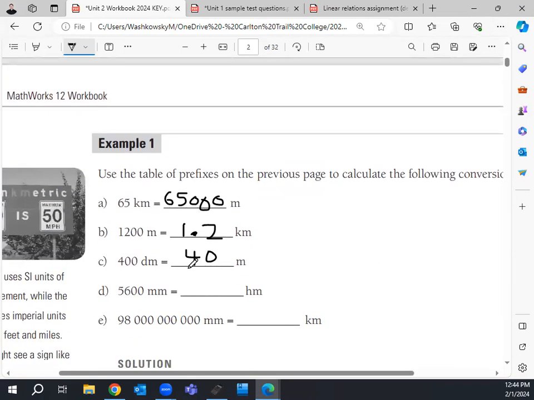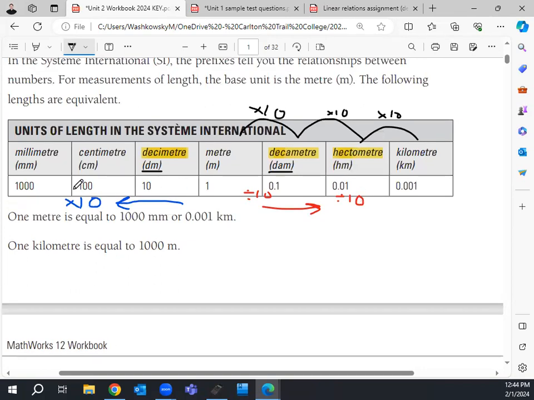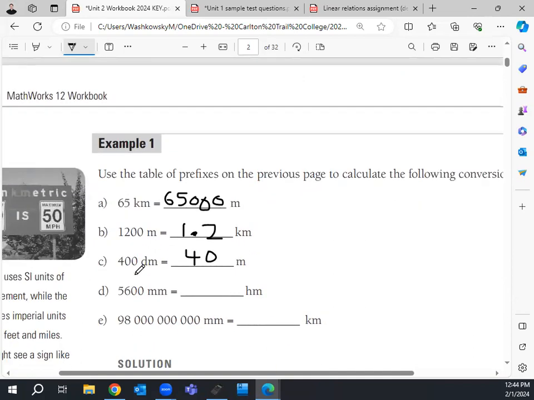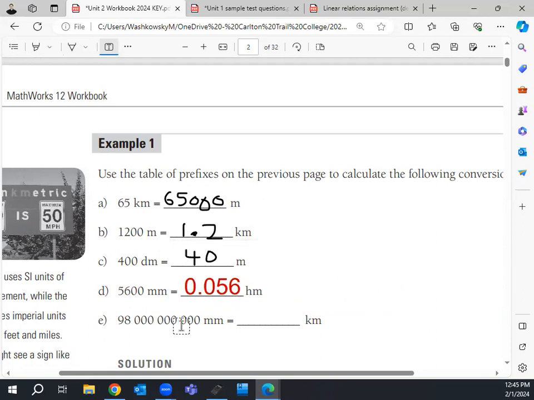So just these other ones, from millimeters to HM, which is hectometers, you go up 1, 2, 3, 4, 5. So you have to times this by 10 5 times. Or if you know how your decimal points work, you can move that 5 times. But either way, if you don't, your calculator can do the heavy work for you. But this would give you 0.056 hectometers.